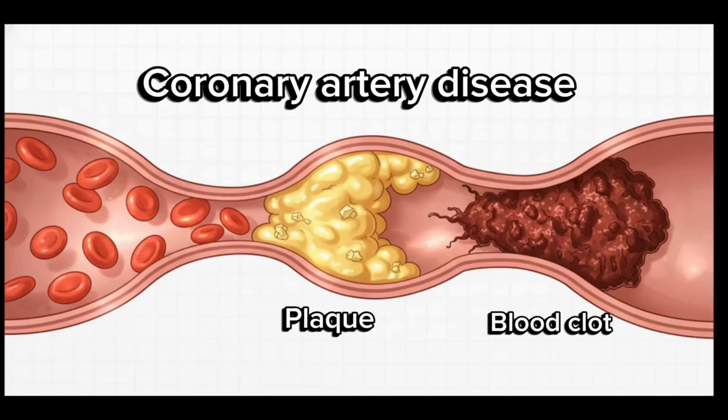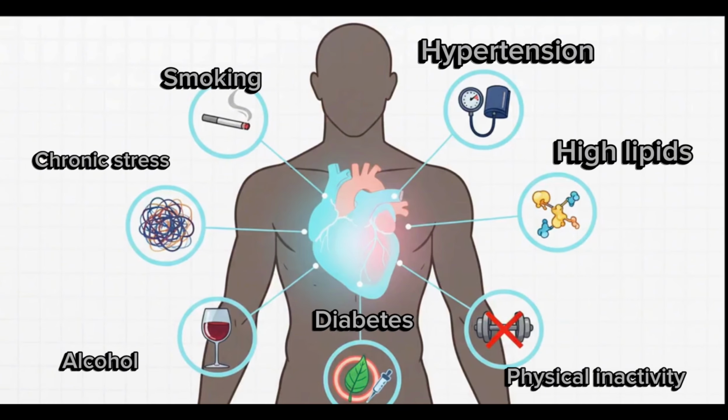Now let's look at the causes and risk factors. The primary cause of a heart attack is coronary artery disease. That same plaque buildup we just discussed, which leads to clot formation and reduced or completely blocked blood flow to the heart. Other risk factors include hypertension, smoking, alcohol use, high lipid levels, physical inactivity, diabetes, and chronic stress.